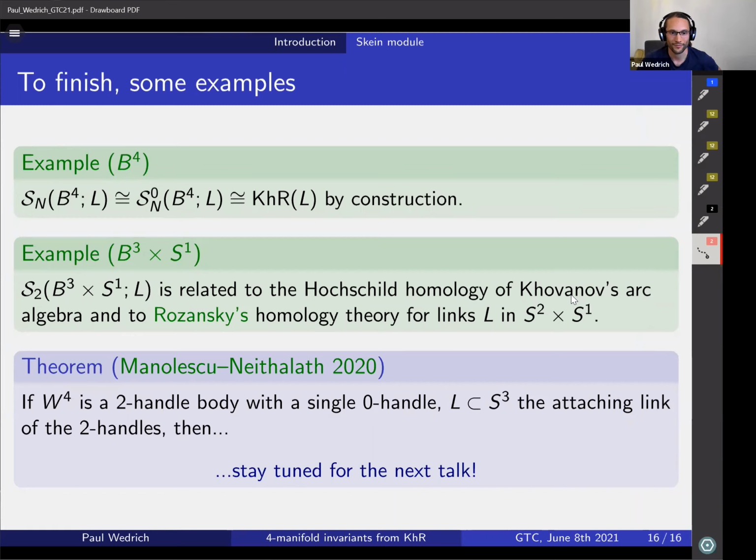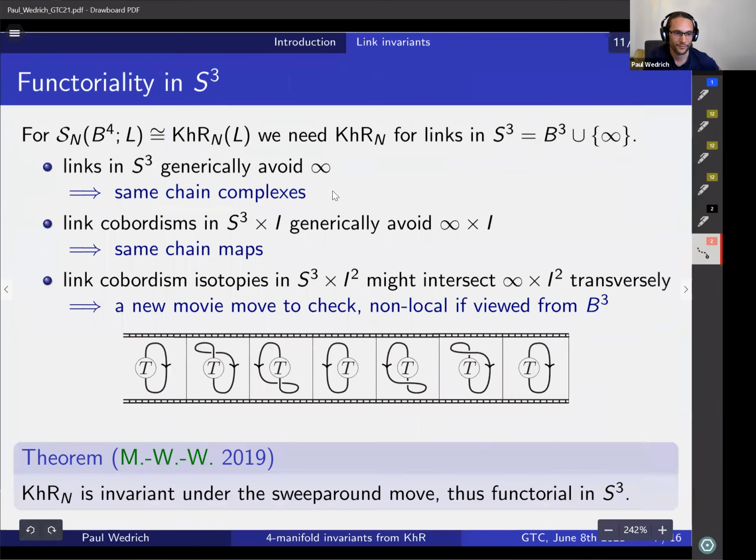I had a question. I think you had this example of an isotopy of cobordisms that was trivial in S^3 × I^2 but not in B^3 × I^2. Is that how I understood it? Yeah, exactly. It's this thing here. You say it's a new movie move to check. Is it clear that this is the only one? I think you have to give an argument, and we do in the paper.